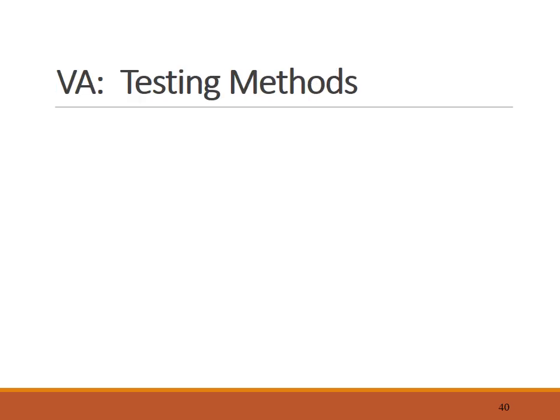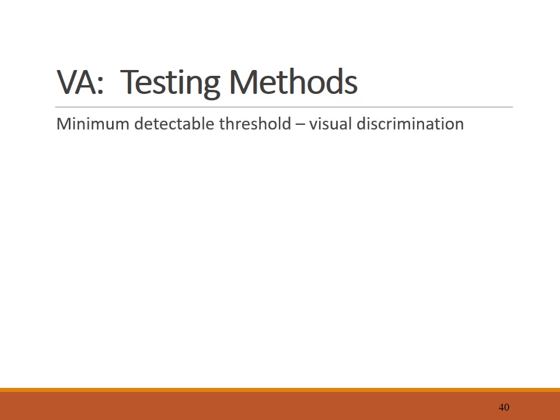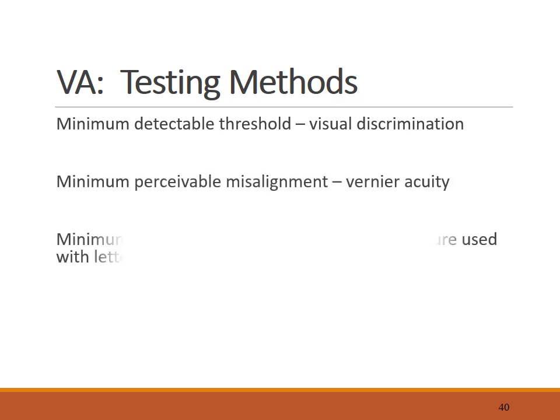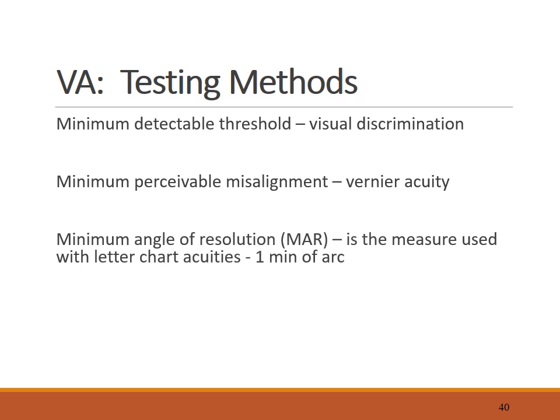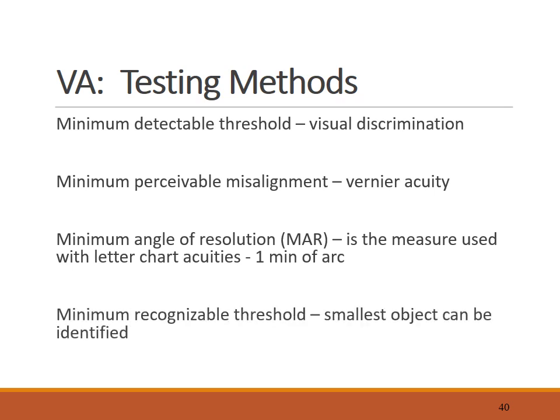In visual acuity, we have a few methods of testing. The first one is minimum detectable threshold, which refers to visual discrimination. Minimum visible misalignment refers to vernier acuity. We also have minimum angle of resolution, which we measure with letter chart acuity, 1 minute of arc. And we also have minimum recognizable threshold, which is the smallest object that can be identified by the patient.